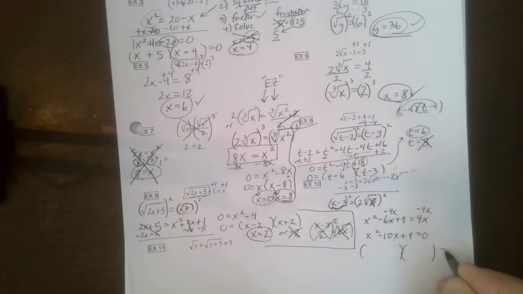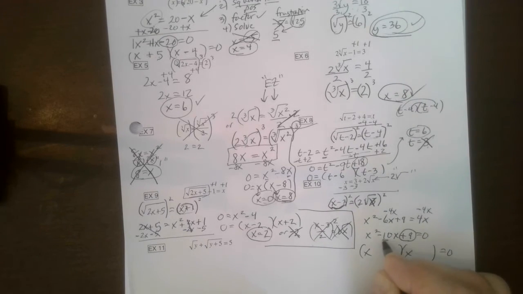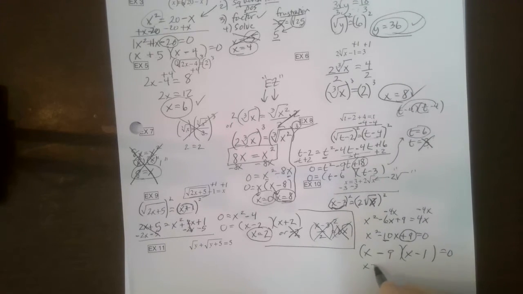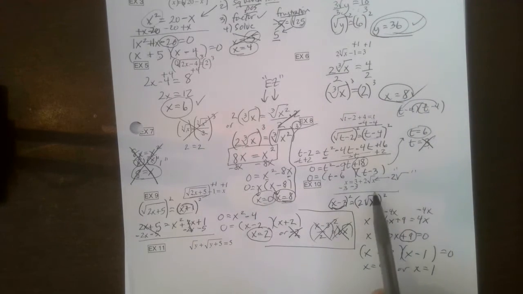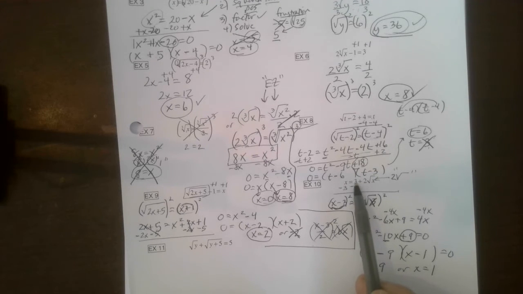Factor. What are two factors of 9 that add up to negative 10? Minus 9, minus 1. So x could equal 9 or x could equal 1. We've got to plug them back in. Put the 9 right in here. What's the square root of 9? 3. What's 3 times 2? 6. What's 6 plus 3? Does it equal 9? Yes.